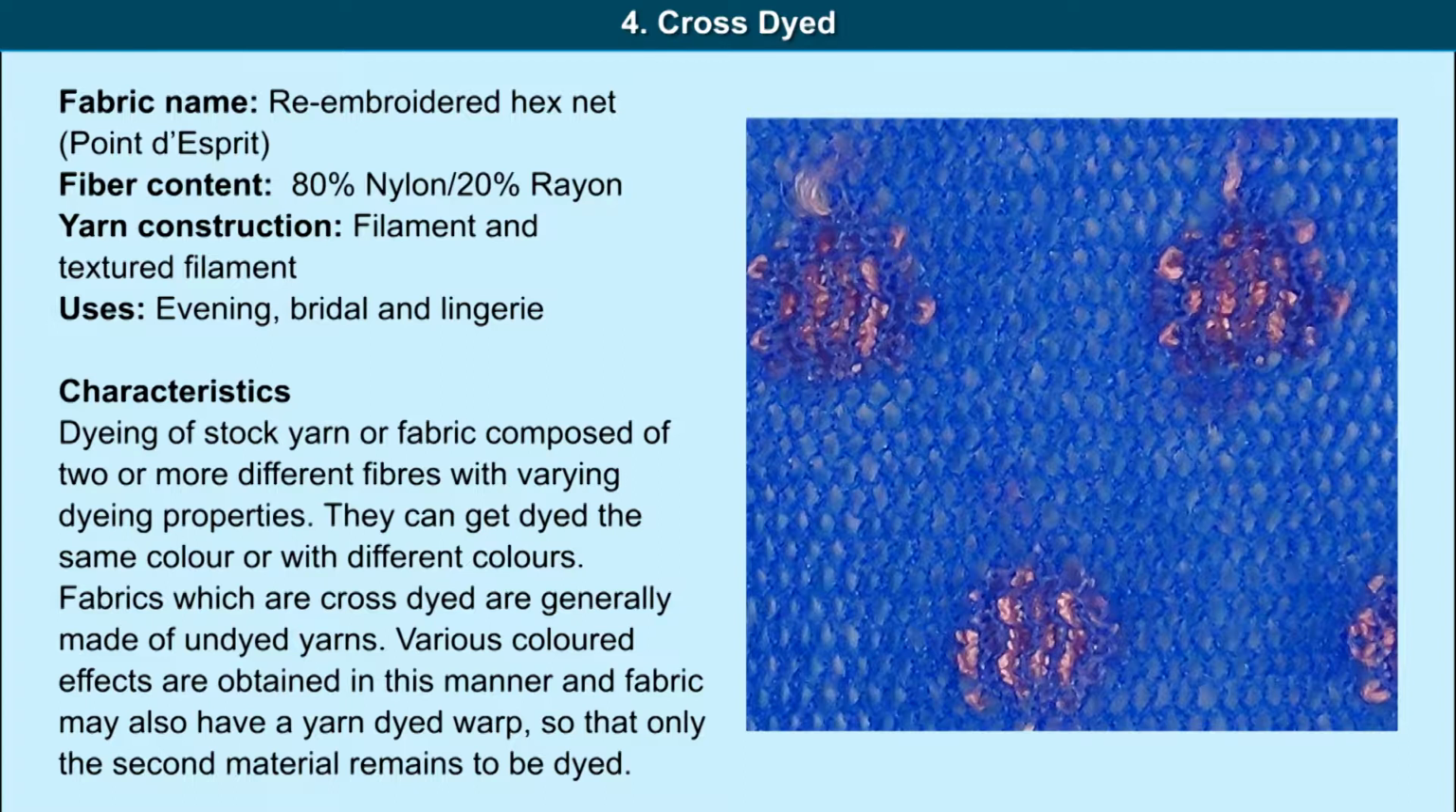Fabric which is cross dyed is generally made of undyed yarns, and the dyeing of the different fibers is accomplished in one or two baths. Various colored effects are obtained in this manner. Fabric may also have a yarn dyed warp so that only the second material remains to be dyed.